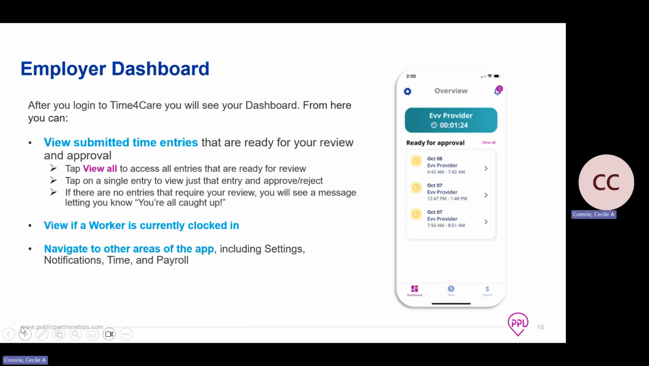So if you are the client-employer, what does your dashboard look like when you log in? When you log in, you're logging in to view the submitted time entries that are needing your approval. You can click on the view all so that it drops down so that you can see it. And then you can either tap and look at each entry individually and approve them or reject them individually, or you can click select all and have the ability to approve everything all at once. Once you have gone through everything, the app will let you know that you're all caught up.